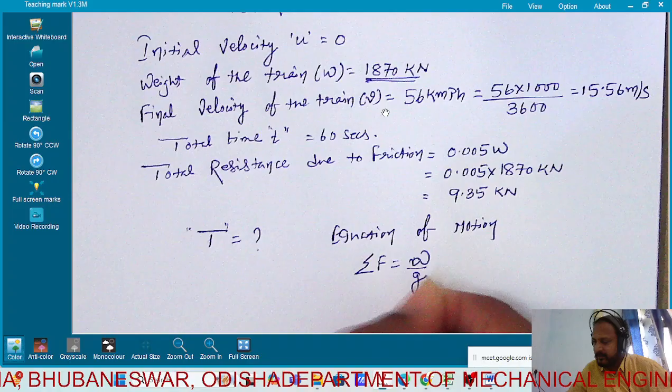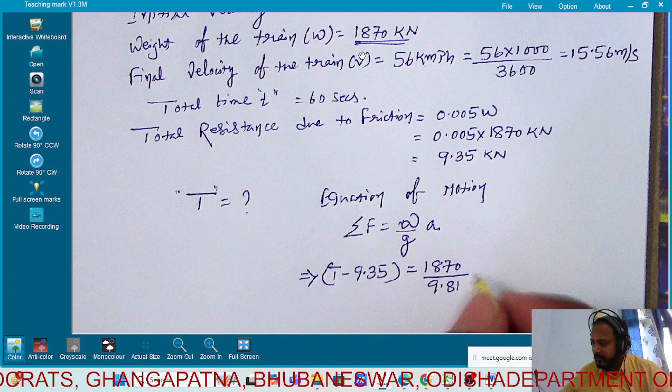Now what is the weight here? The weight is 1870, divided by 9.81, into acceleration. So in this equation you have two unknowns: one is T and the other is a, the acceleration. Let us find out the acceleration and substitute it in this equation, and you will get T. So how do we find the acceleration?